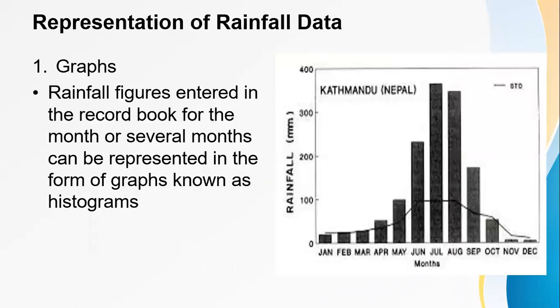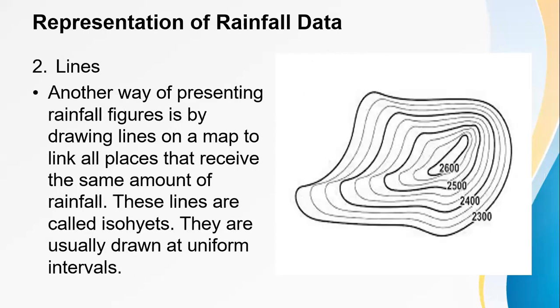The presentation of rainfall data. There are mainly two ways in which you can present this rainfall data. The first one is graphs. Rainfall figures entered in the record book for the month or several months can be represented in the form of graphs, which are known as histograms. Histograms are graphical presentations of the rainfall data. As you can see in the diagram, there's an example of a histogram that shows the data of rainfall in a year.